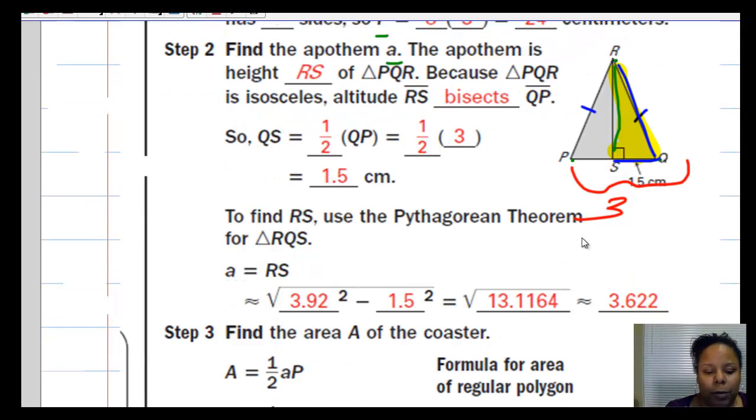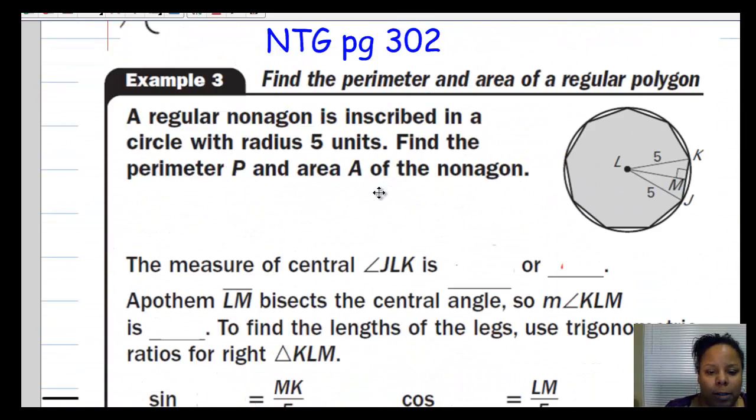Let's take a look at another example, and this is example 3. They want us to find the perimeter and area of the nonagon, and nonagon means it has 9 sides. So one of the things is they have only given us one side length, and that is the radius side length of our triangle. So in this case, the only thing that we know is that the radius is 5 units. We don't know the side length, and we don't know the length of the apothem.